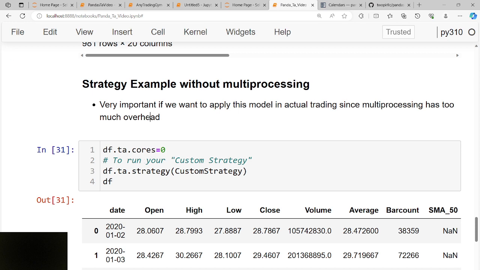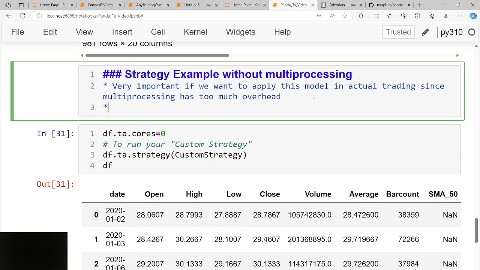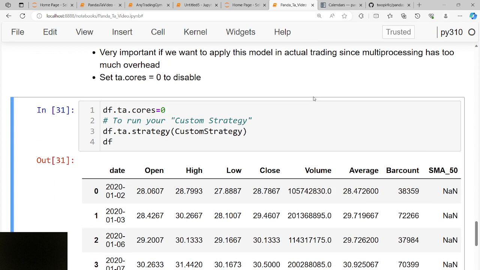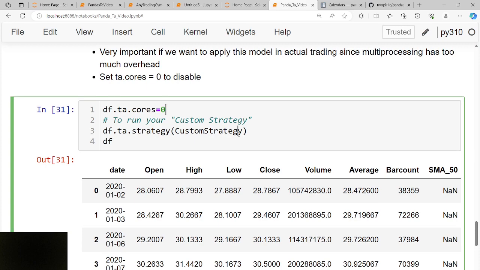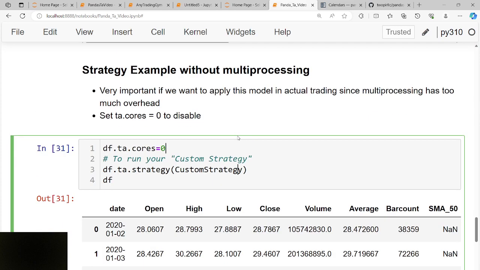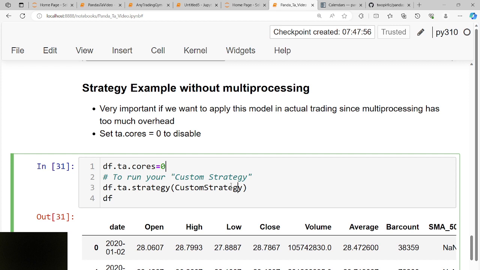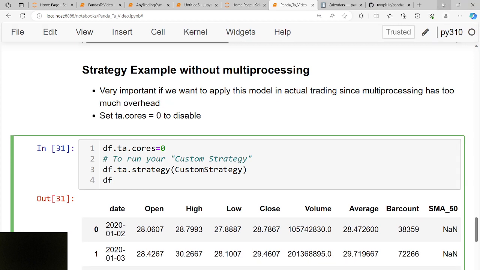You need it at zero, not none. So set ta.cores equals zero to disable. And this is important because you'll see that for small data sets, you really need to disable this because the overhead is just too much. But for a giant data set, you really want it. So that's it. Hope you enjoyed this video. Again, this is just to get you ready for some of the machine learning stuff.